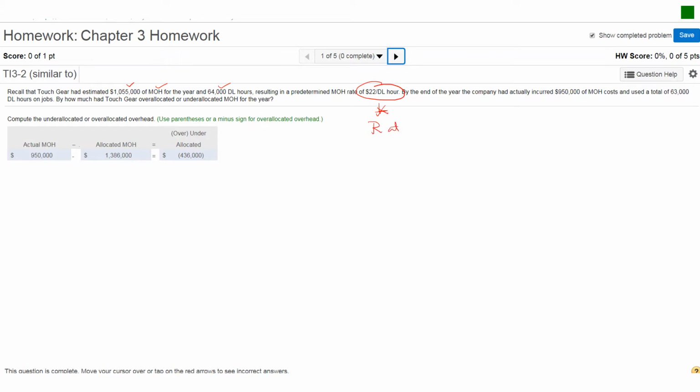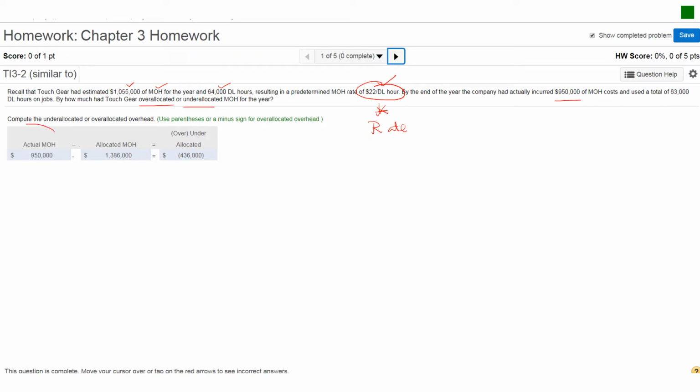So in case you're trying to validate where they get that rate, I don't know myself. I think there was some sort of typo, but you'll need this rate. And then it says by the end of the year, they had actually incurred $950,000 of overhead, and they had used 63,000 direct labor hours on the job. The question is how much had Touch Gear either over allocated or under allocated overhead for the year?